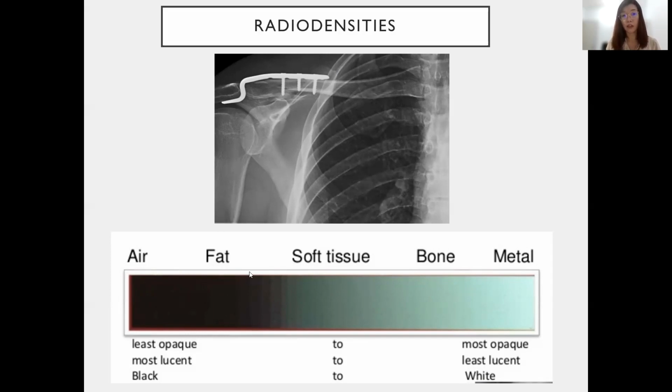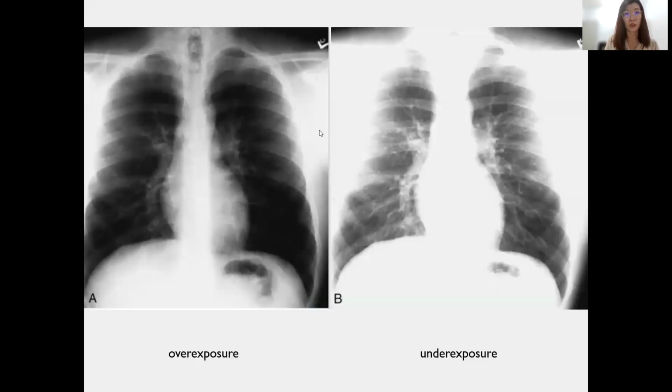Next will be fat. Fat will be less opaque. On the soft tissue, you will see this kind of fat is grayish. Next is soft tissue. The muscle is brighter. Then going to the bone, which is dense, and the most dense material will be metal. It looks like this is an implant. This is very dense. Okay, these are the differences in radiodensity that appear on X-ray.